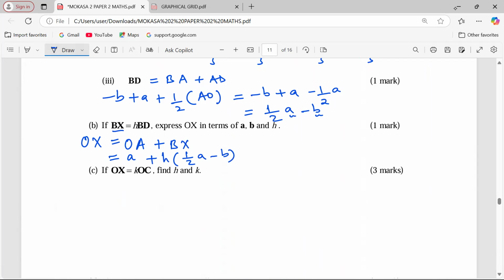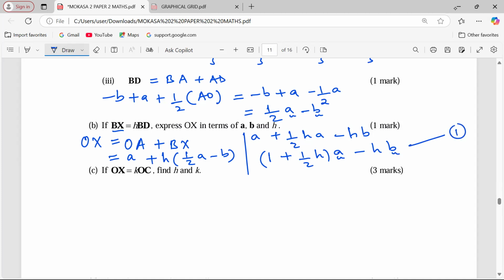With this now, we can open some brackets to come up with the A vector plus half H vector A minus H vector B. With this, we should understand that the terms with vector A are already together, so we can factor the vector out such that we have 1 plus half H vector A, then minus H vector B. That is one expression for vector OX.